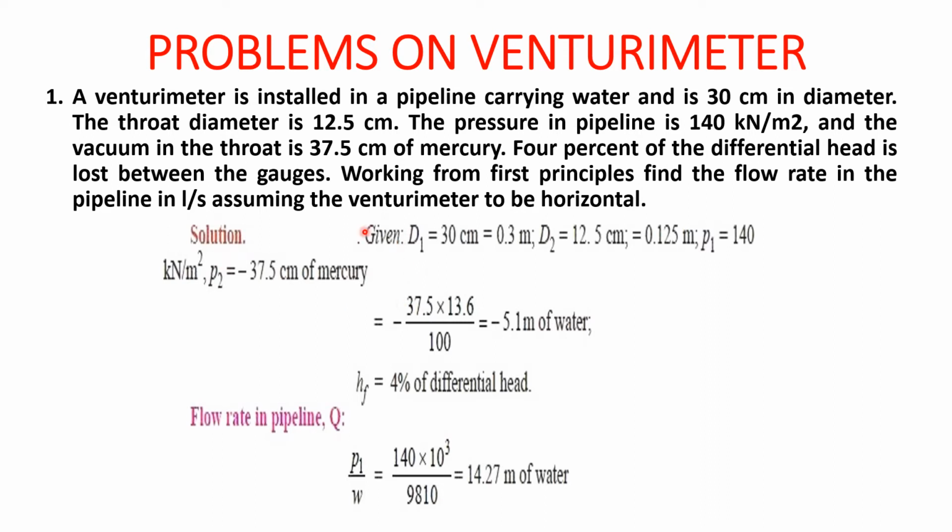So now we have to convert that into meters of water, guys. Always remember to convert all these values into SI units first. So the diameter we have converted into meters. Again, this diameter we have converted into meters. Pressure is in kilonewton per meter square.